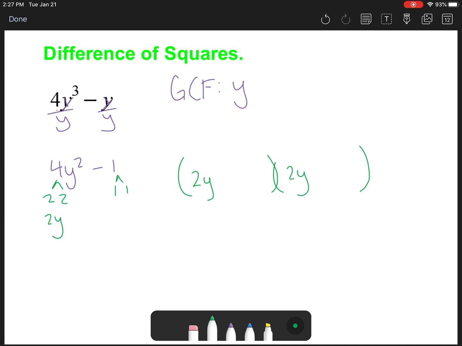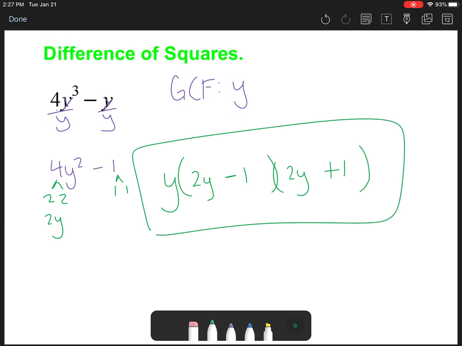2 times y would be our first factor, and then we'd have a negative 1 and a positive 1. And then don't forget your greatest common factor of y. And so again, this is just our pattern. This is the pattern of the difference of squares. Anytime it's a difference of squares, so anytime you're missing that bx term, this is the pattern you can use.